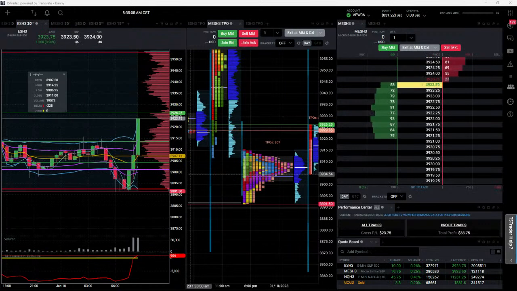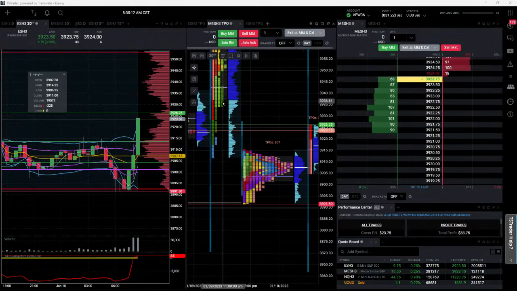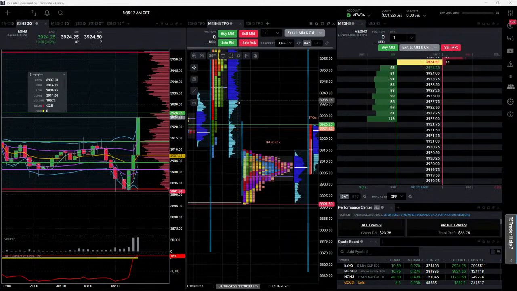Spencer saying this might be a value area special situation play. Value low on TPO yesterday and volume is the same.